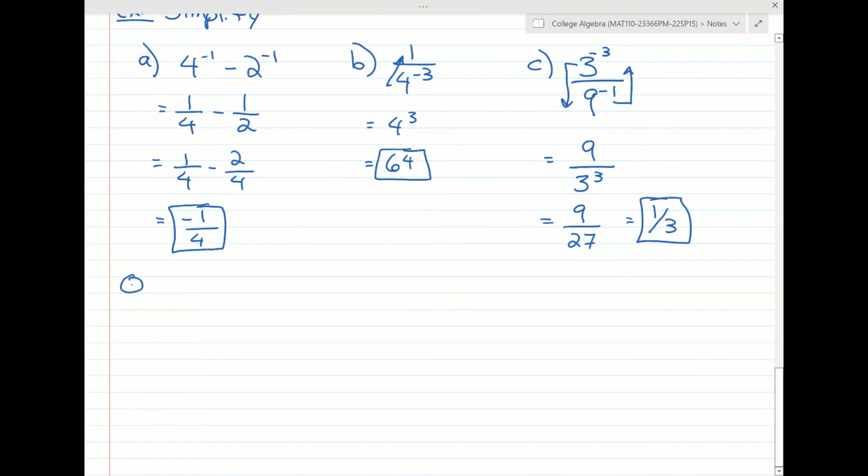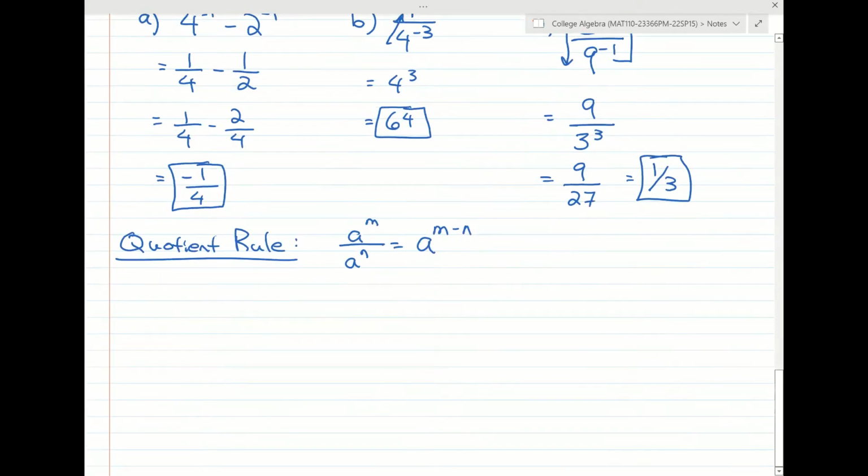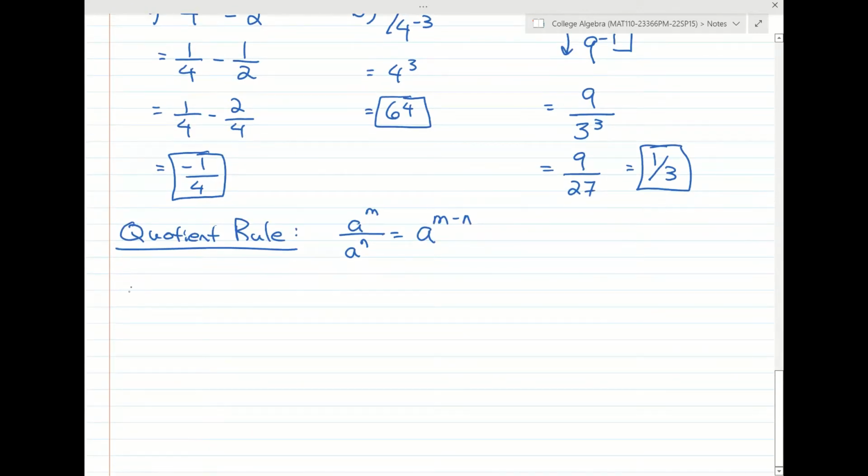Next property I wanted to talk about is called the quotient rule. Generally in math, you have opposites. You have addition, you have subtraction, you have multiplication and division. With the quotient rule, when you multiply the same base, we add the exponents. So when you divide the same base, you subtract the exponents. That's what the quotient rule says. We'll go through some examples of this.